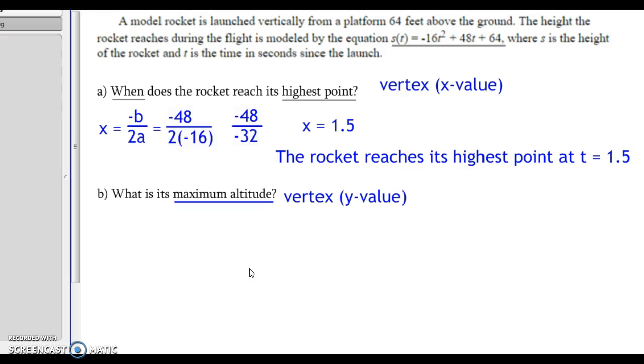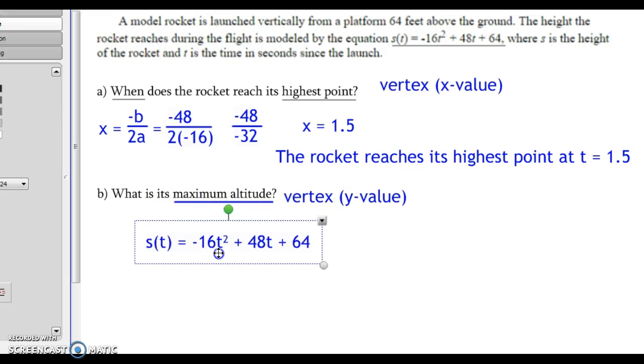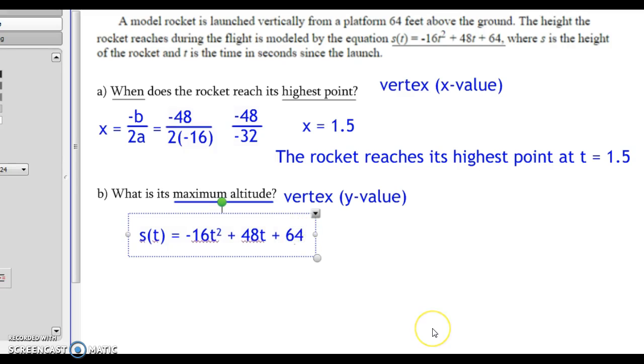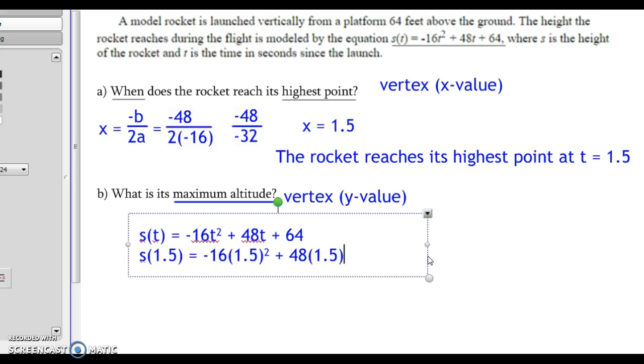If this were my test paper, I would first write down the exact equation, and then I would start filling that equation in with the t value that we just found. So we know that is 1.5. So that should be equal to negative 16 times, not t squared, but 1.5 squared, plus 48 times 1.5, plus 64. And then we plug that whole mess into the calculator, and we will get our final answer.